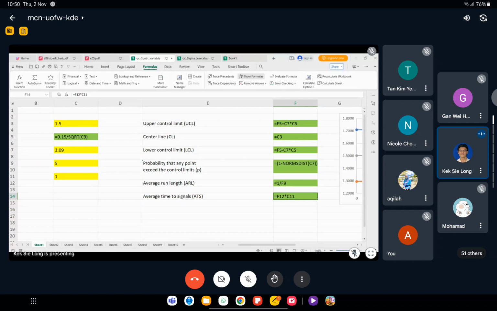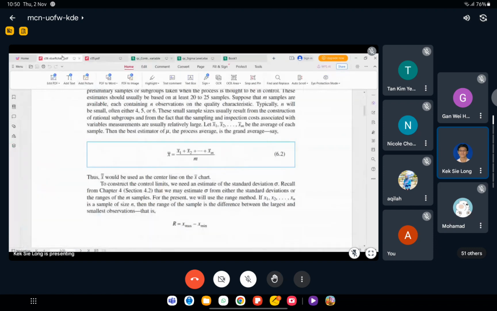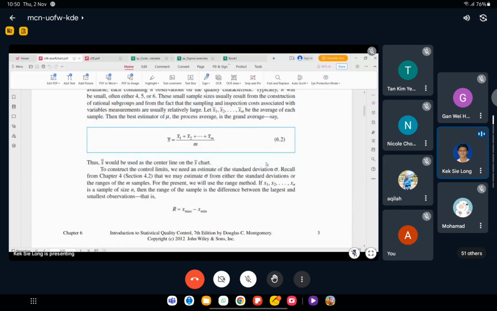Okay, any other question? If no question, I think we can go further. Let's go back to the slide first. We discuss the X bar and R chart, then we try to plot the X bar control chart. We have discussed until equation 6.2. This is the formula to calculate X bar.